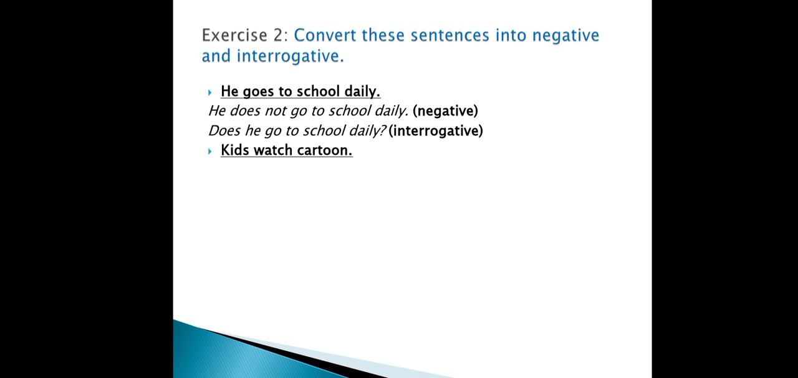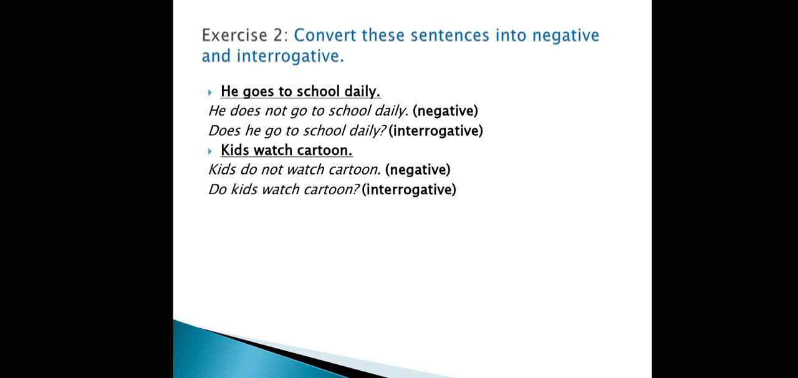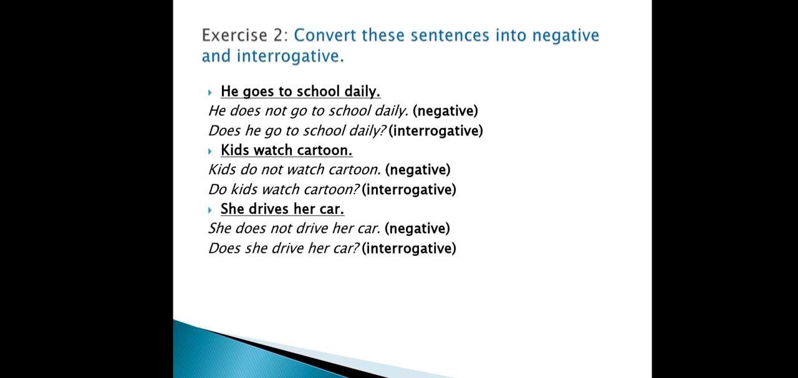Kids watch cartoon. Kids is a plural word, so we have to use do. Kids do not watch cartoon. And in interrogative form, do will come at the start of the sentence. Do kids watch cartoon? And we will end this sentence with a question mark. She drives her car. She drives, so we will use does. She does not drive her car. Does she drive her car?